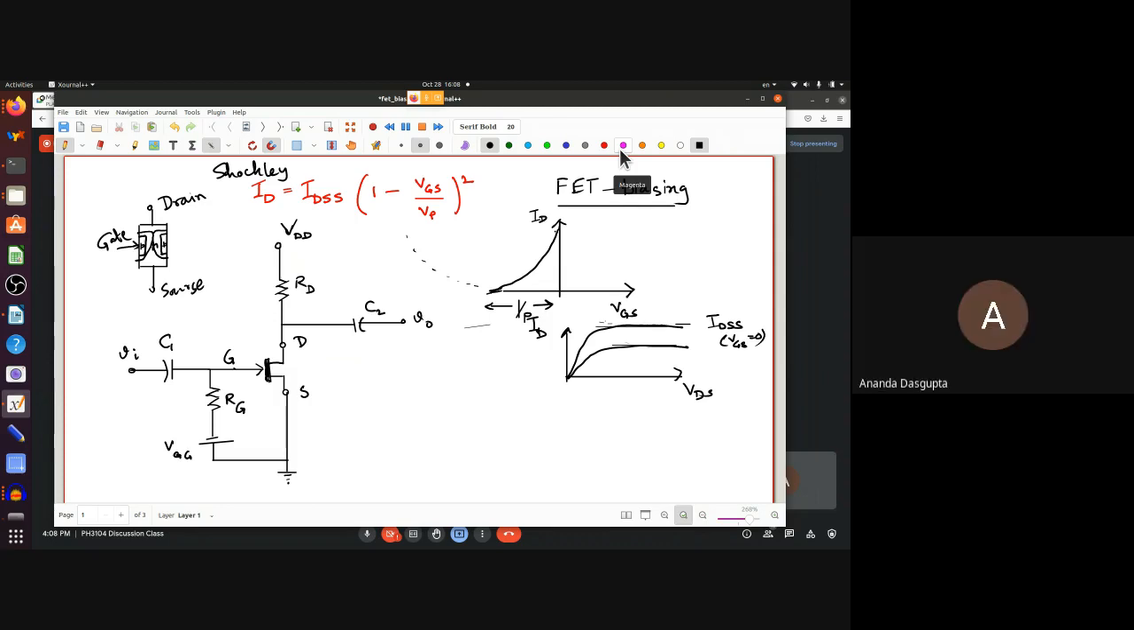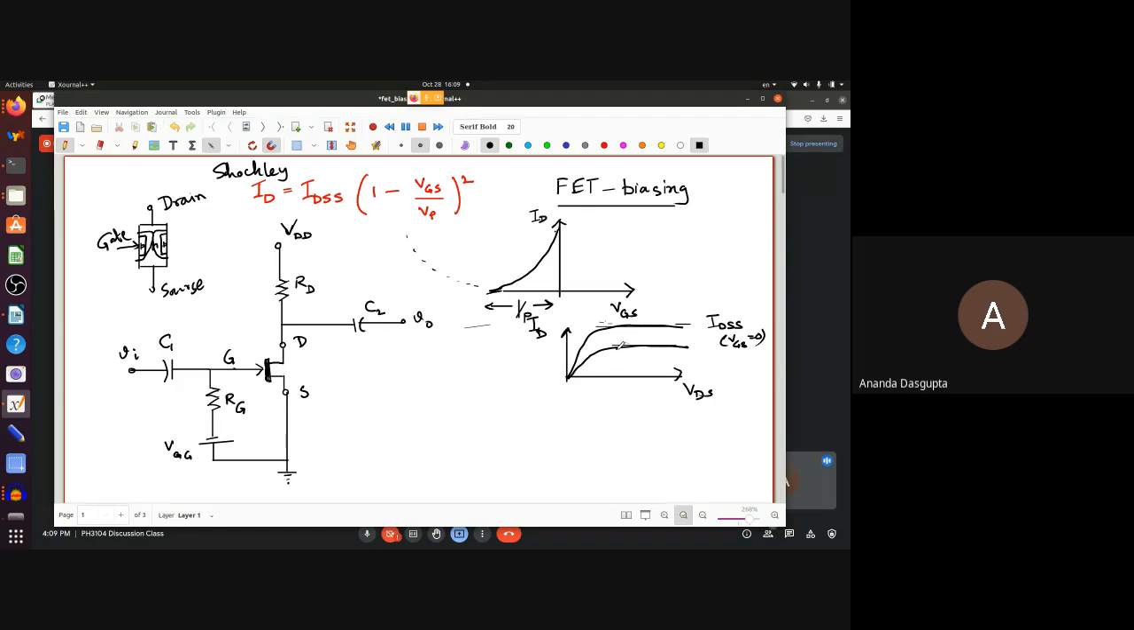Okay, there's only one more thing that I should really say, which is what I said before: once VDS has increased to a large enough value, ID saturates and it becomes completely flat. Now that's not exactly true. It doesn't become completely flat, but it becomes almost flat. It rises very slowly with VDS.